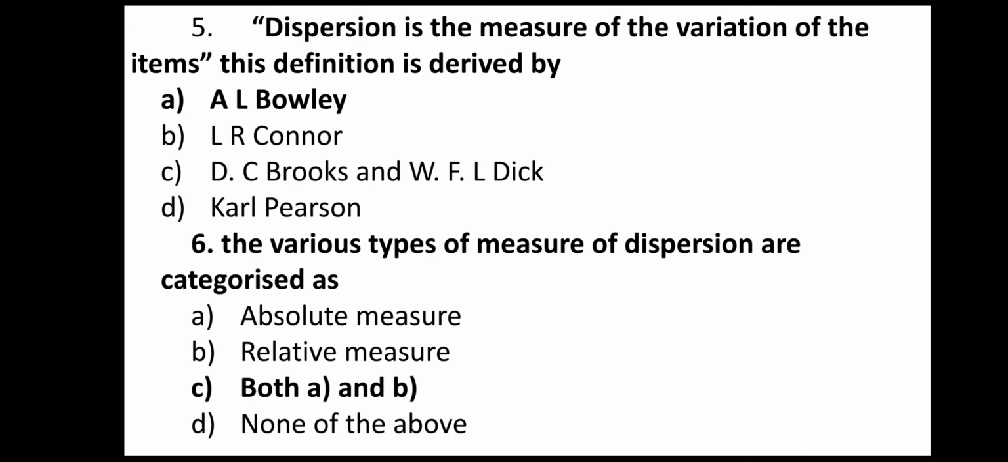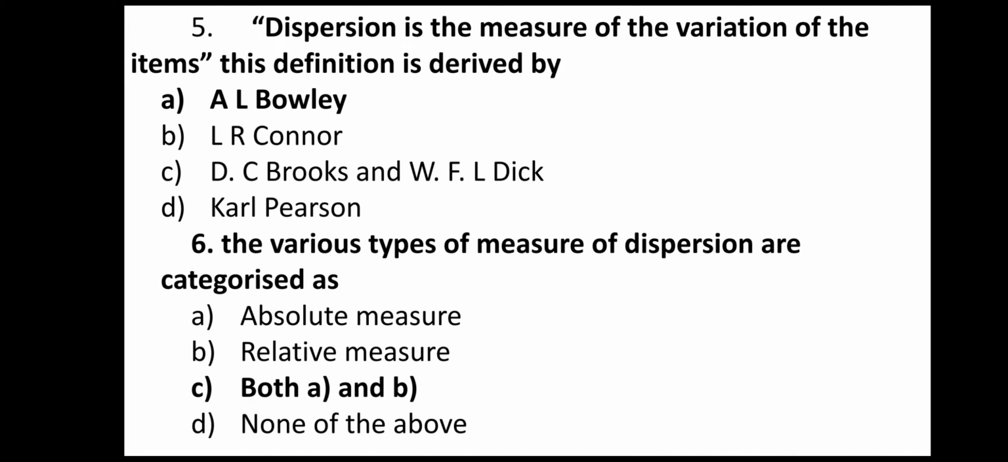Fifth question: dispersion is a measure of the variation of items. This definition is derived by A.L. Bowley, L.R. Connor, D.C. Brooks and W.F.L. Dick, Karl Pearson. Just recently we learned this definition is given by A.L. Bowley. The various types of measure of dispersion are categorized as absolute measure, relative measure, both A and B, none of the above.